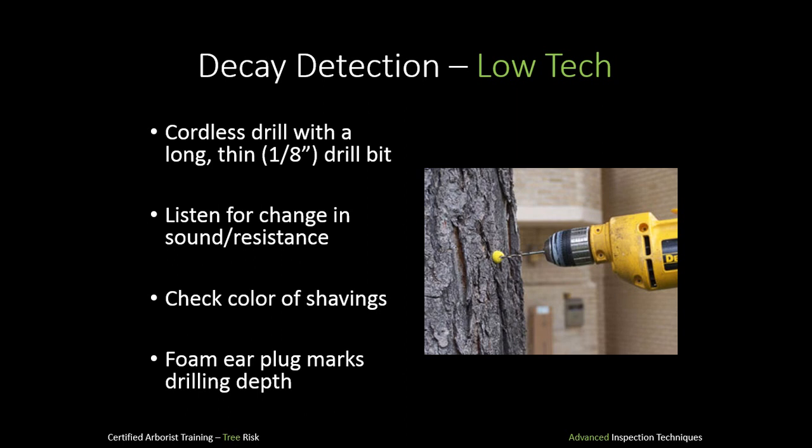You can also check the color of the shavings. Healthy wood tends to be a lighter color than decayed wood, especially if you have things like the brown rot like we saw. You don't have to go too far. Generally we say if the tree is 30% solid, it's probably okay. So if you go in 15% on one side and you haven't hit decay, you don't have to go any further, right?